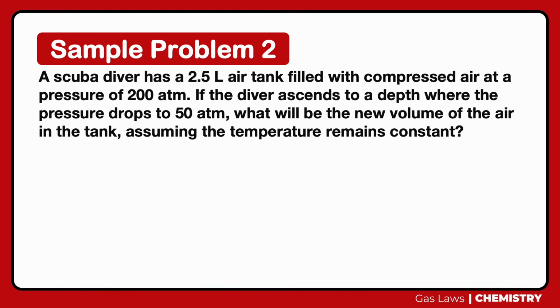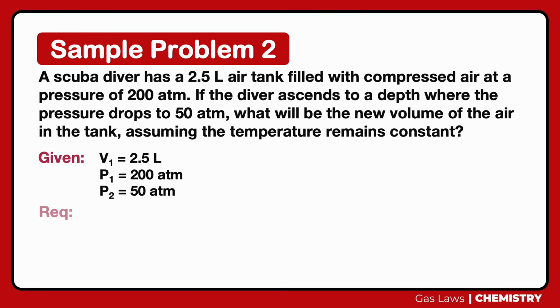Since the temperature is constant, this is still a Boyle's law problem. Let us identify the given values. The initial volume is 2.5 liters. The initial pressure is 200 atmospheres. The final pressure is 50 atmospheres, and we are looking for the final volume.